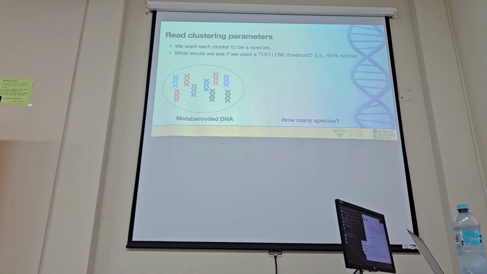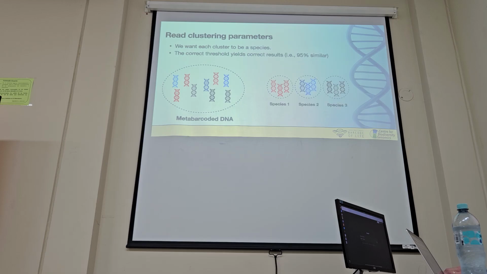Okay, what if it was too low? 90%. How many clusters would we think we have? There are 3 species, but the threshold is too low. What do we get? 3 would be perfect, but if we had too low a threshold, we just get 1. Okay? So if our threshold is too low, we keep everything that's pretty different, and we would get all of them lumped together as the same.